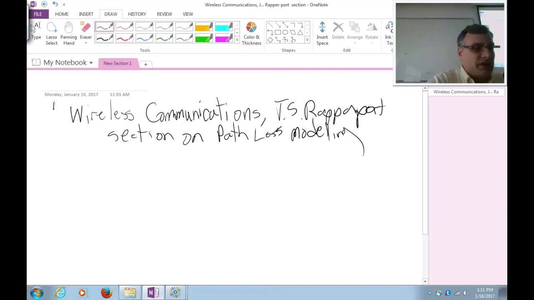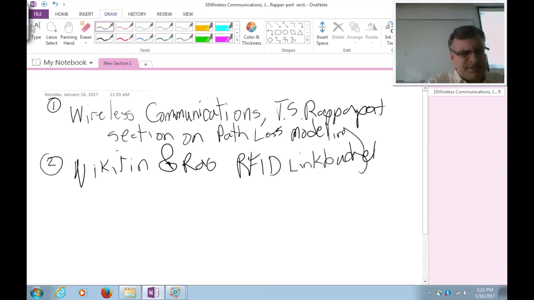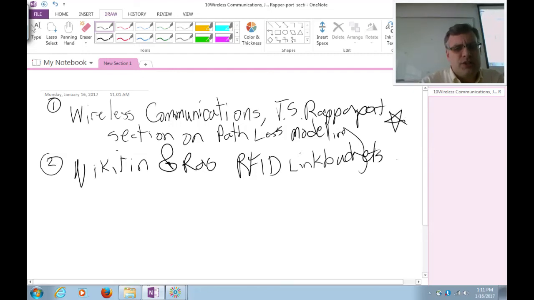So that's number one. That talks about regular link budgets. And then number two, I have an excerpt from a paper by Nikitin and Rao about RFID link budgets. Kind of interesting. So go ahead and look through them and get familiar with what we're talking about. This is more conventional link budgets, which I'll focus on mostly today, but we'll talk about these as well, at least mention them. And then we'll do a more exhaustive treatment of them in a later lecture.